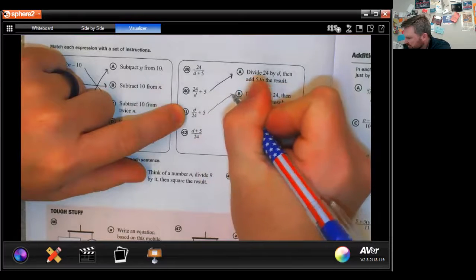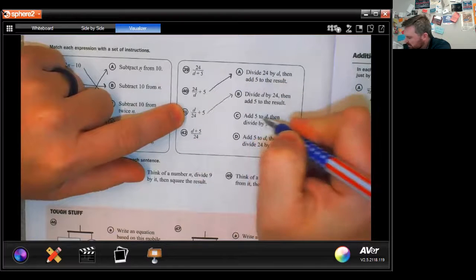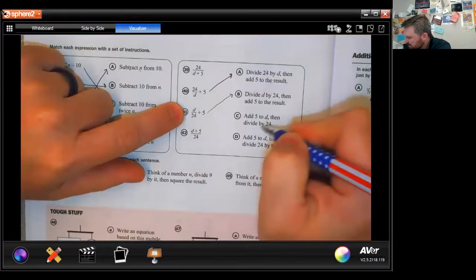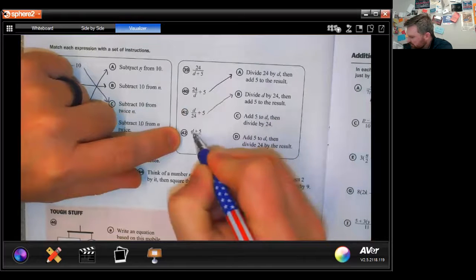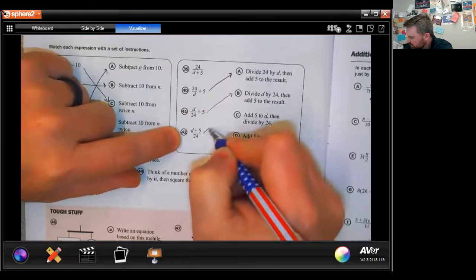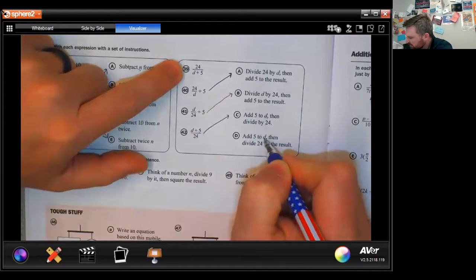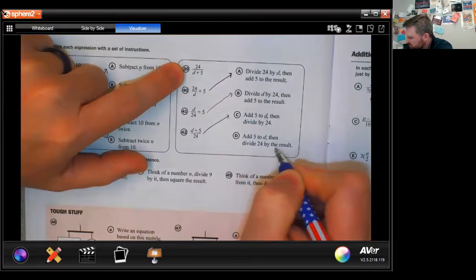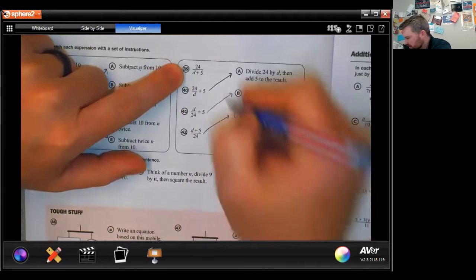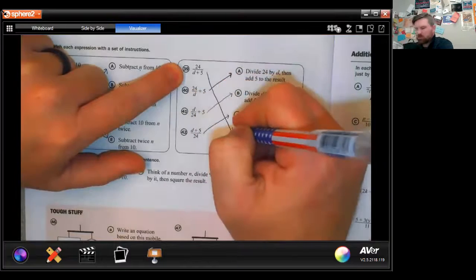So B. Add 5 to D, then divide by 24. So add 5 to D, then you're dividing. So C. So this top one must be D. Add 5 to D, then divide 24 by the result. Yeah, so they kind of switch those words up on us.